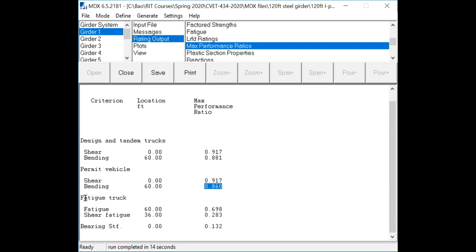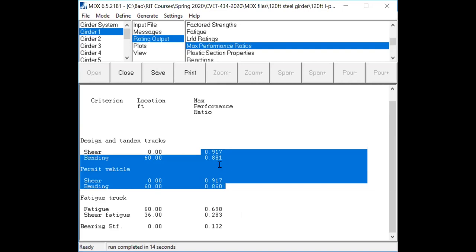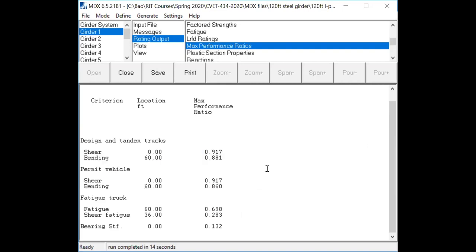And since it's a steel bridge, we also check fatigue. As a fatigue check, this is also pretty good. So for the fatigue check, we usually target the strength, shear, and bending, and those 4 numbers. Make sure those are in a reasonable range, like 0.7 to 0.9. And for girder 1, this is pretty good.